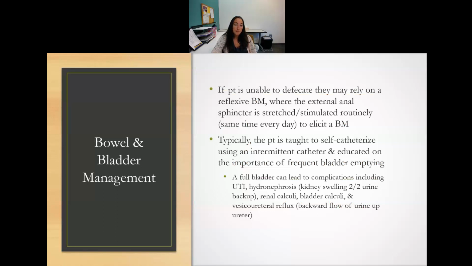And I believe this is our last slide. So bowel and bladder management. When the patient's not able to defecate, they can rely on what's called a reflexive bowel movement. So the external anal sphincter is either stretched or stimulated, like a rotational stimulation, and it causes them to reflexively have a bowel movement. Typically, they're taught how to do it and to do it at the same time every day in order to stimulate, and get their bowels on a regular cycle.